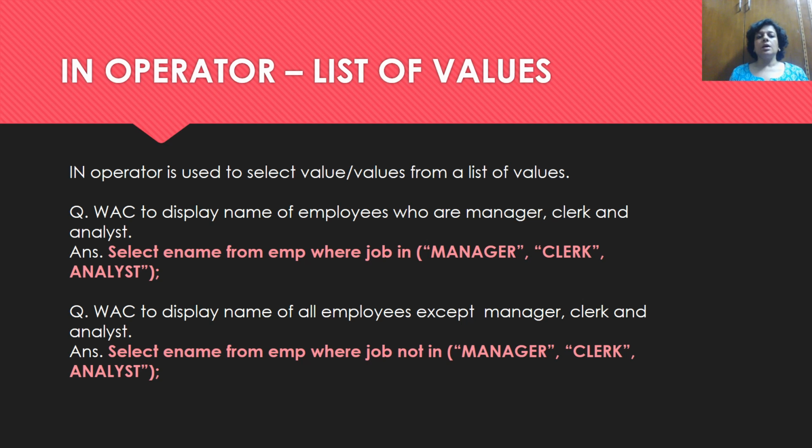In operator. In operator is used to select value or values from a list of values. So, to display name of employees who are manager, clerk or analyst, the command would be select ename from M where job in manager, clerk, analyst. Also, to display the name of all employees except manager, clerk and analyst, the command would be select ename from M where job not in manager, clerk, analyst.